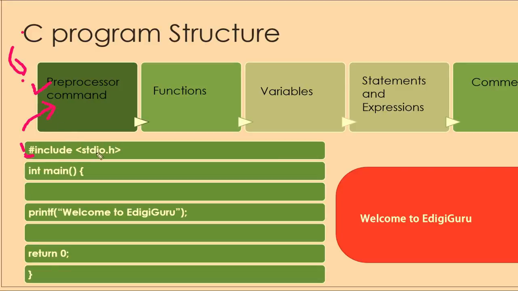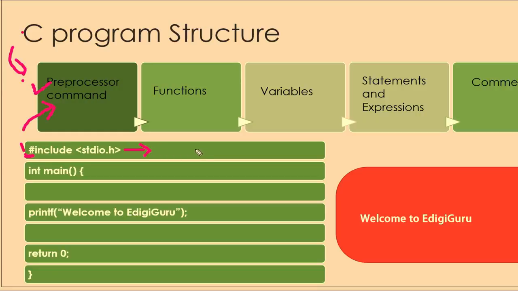Here we include the standard libraries: hash include stdio.h. stdio stands for standard input output. .h means header file. This first line of statement implies that we need to include these standard input output libraries into our program.